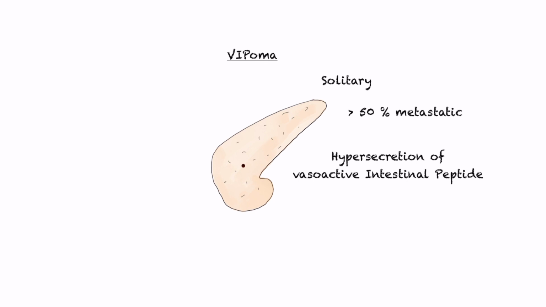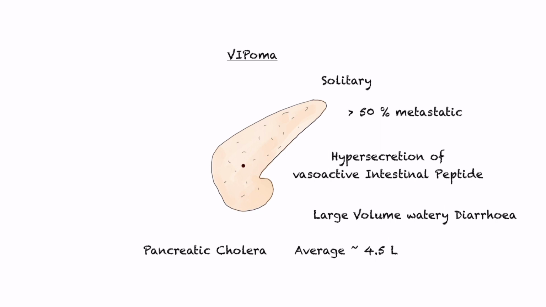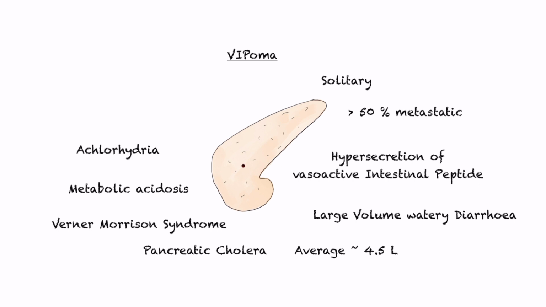The hypersecretion of VIP, a neurotransmitter and intestinal secretagogue, leads to large volume, average 4.5 liters, watery diarrhea. It is also known as pancreatic cholera, also known as Werner-Morrison syndrome, which leads to metabolic acidosis, achlorhydria, and hypokalemia. If not properly identified and treated, patients will eventually succumb to renal failure secondary to hypovolemia.